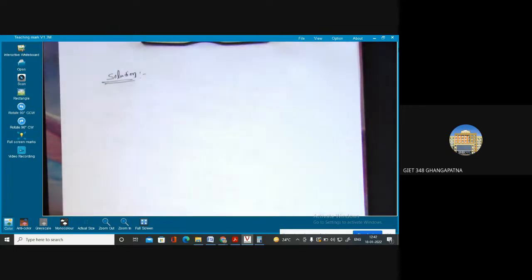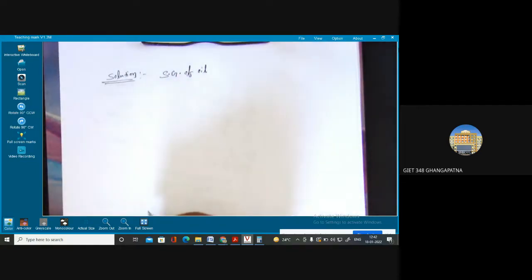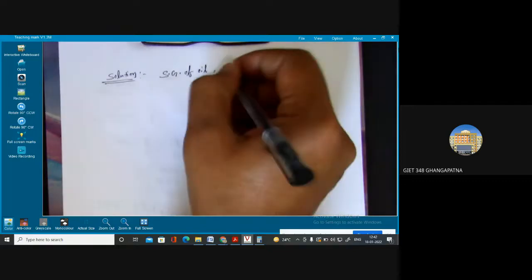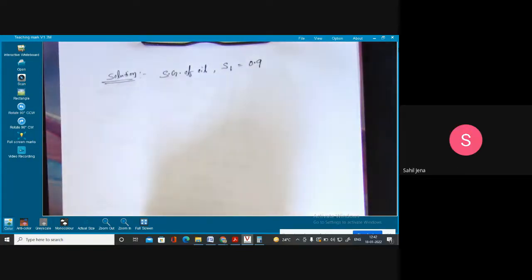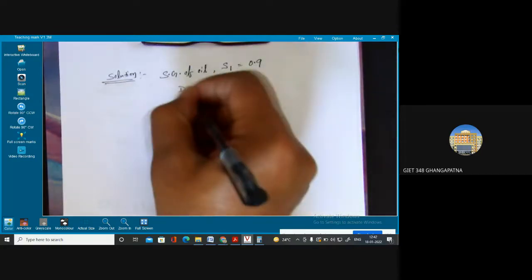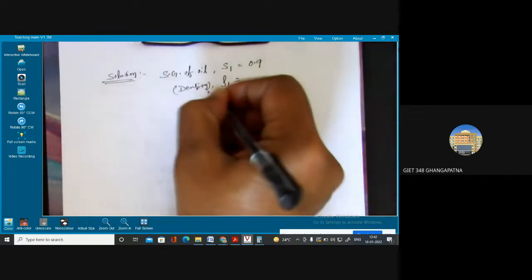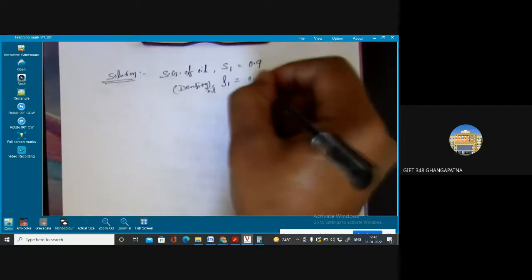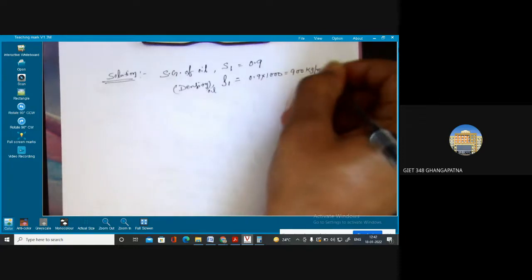So, what is the given data? The specific gravity of oil, which is there in the pipe. Let us take it as S1. How much is the specific gravity of oil? 0.9. So if S1 is given, you can find out rho 1. S1 into rho water is the density of oil. So it is 0.9 into 1000. So you'll get 900 kg per meter cube.